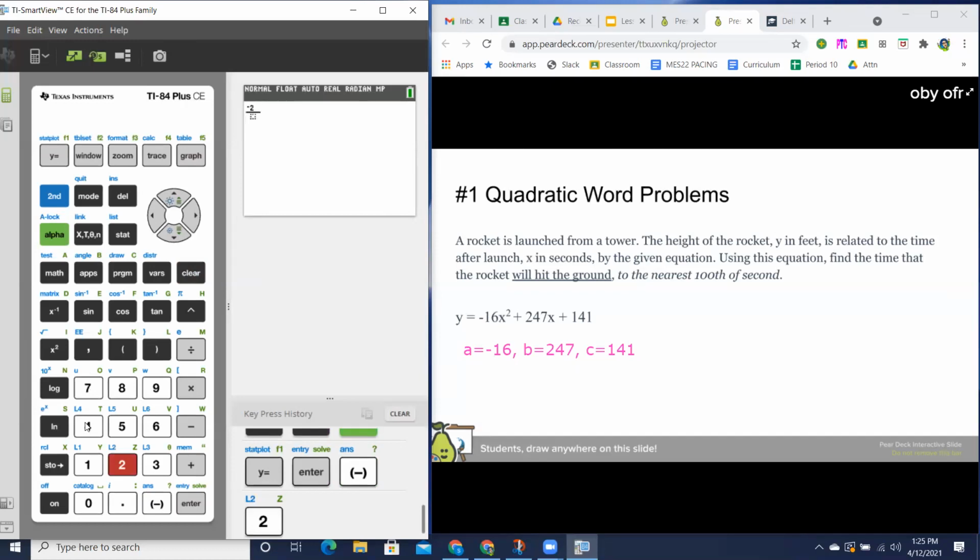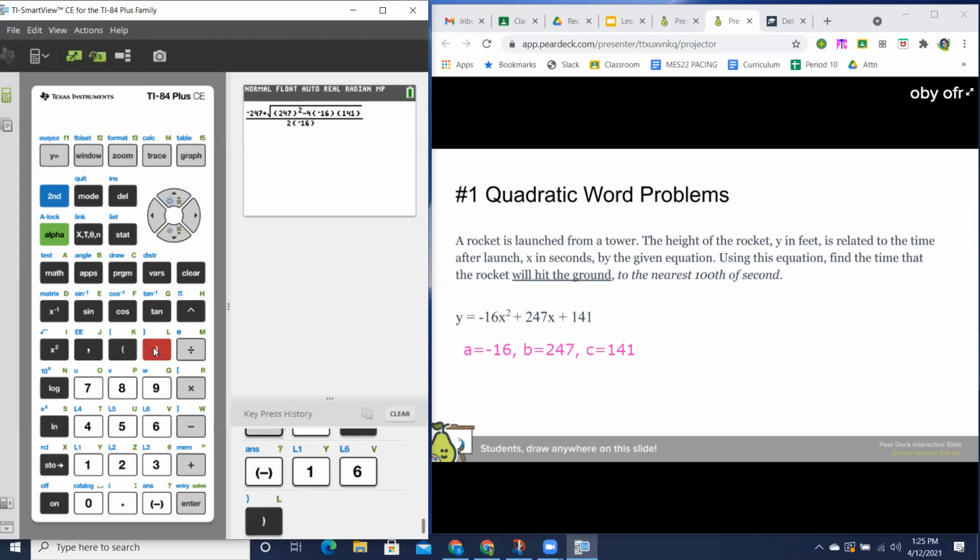-247 plus the square root of b squared, so 247 squared, minus 4 times a, which is -16, times c, which is 141, all over 2 times -16.